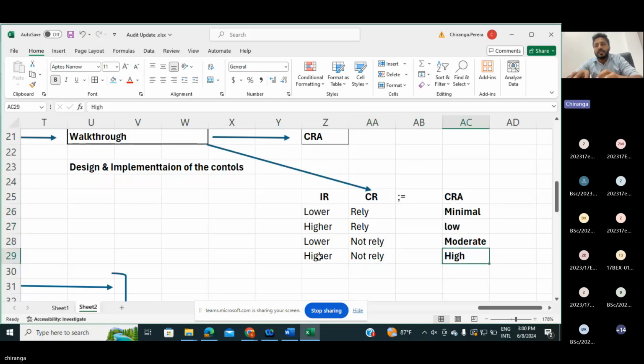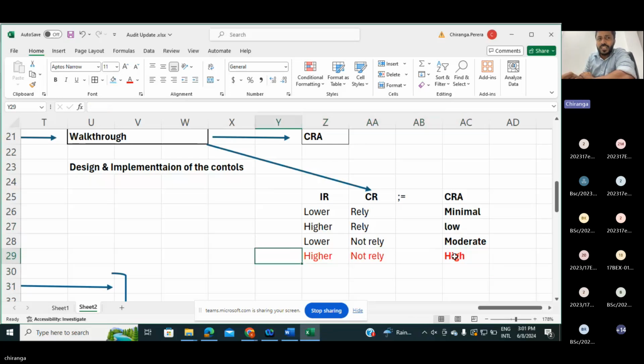So how about this? It's a serious concern, right? What is that? Inherent risk is higher. And then control risk, according to the walkthrough test, what's your conclusion? Not rely on control. What does it mean? Design and implementation not effective, right? So then combined risk is high. So how about this situation? Very risky, right? Inherent risk also high. Control risk also high. What's the example?